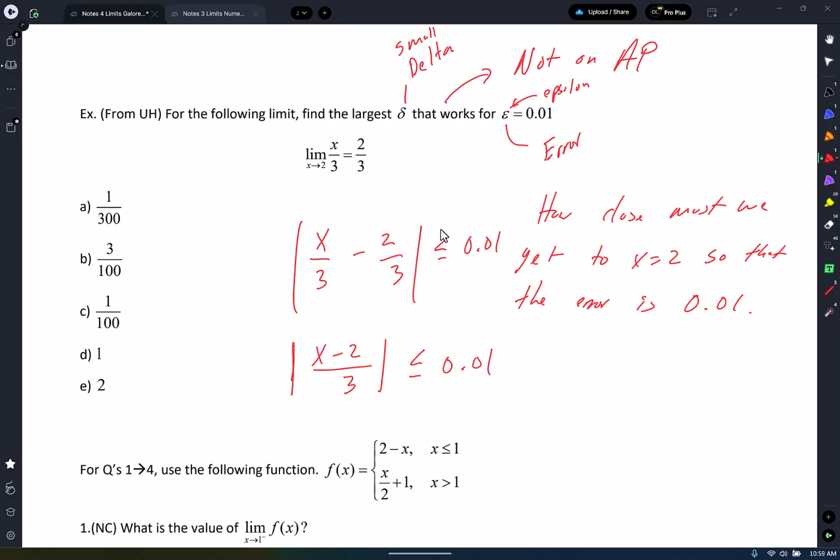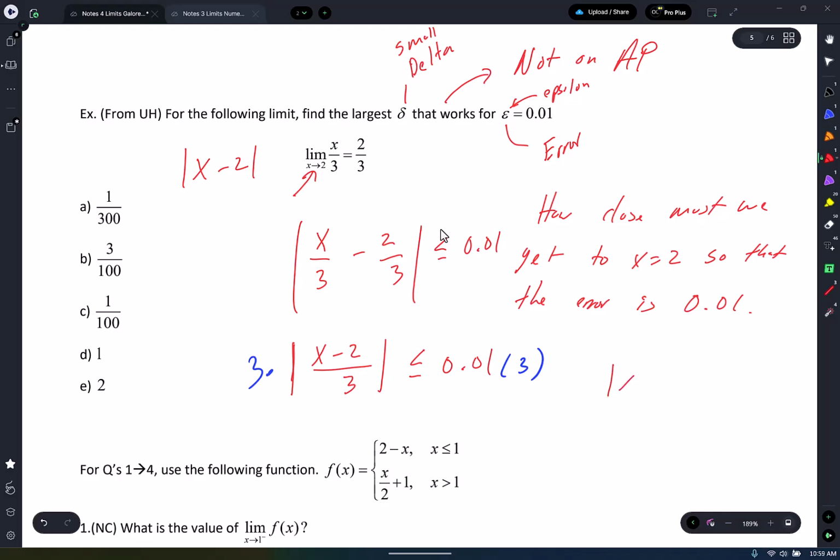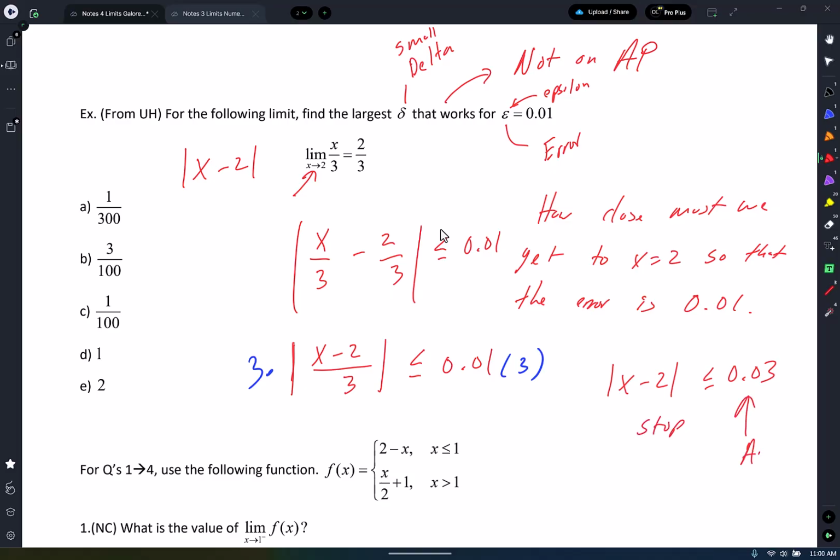No, I think it's 3 100s, right? I'm gonna multiply by 3. Yeah, but I need to get x minus 2 by itself, right? Because I'm approaching 2. So I'm gonna multiply by 3 times 3 times 3. So I'm gonna have x minus 2 less than or equal to 0.03. Stop right here. This is your answer.